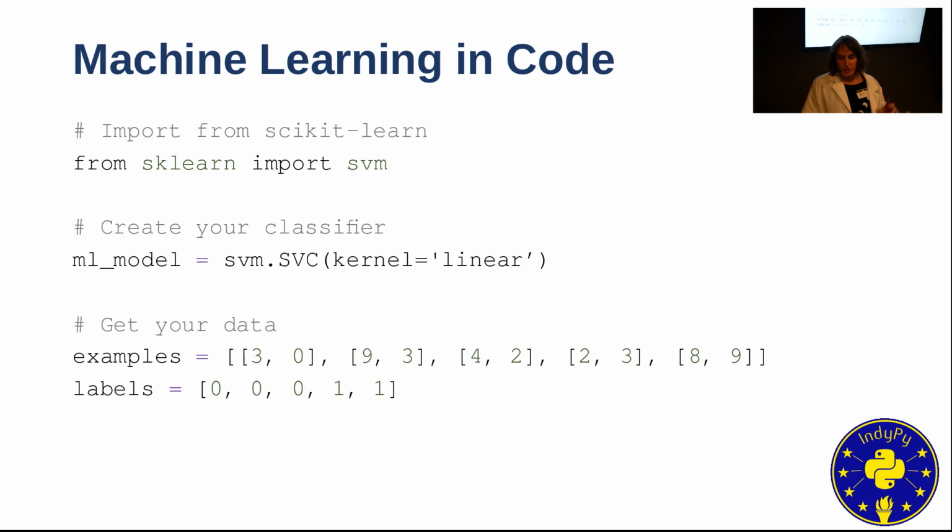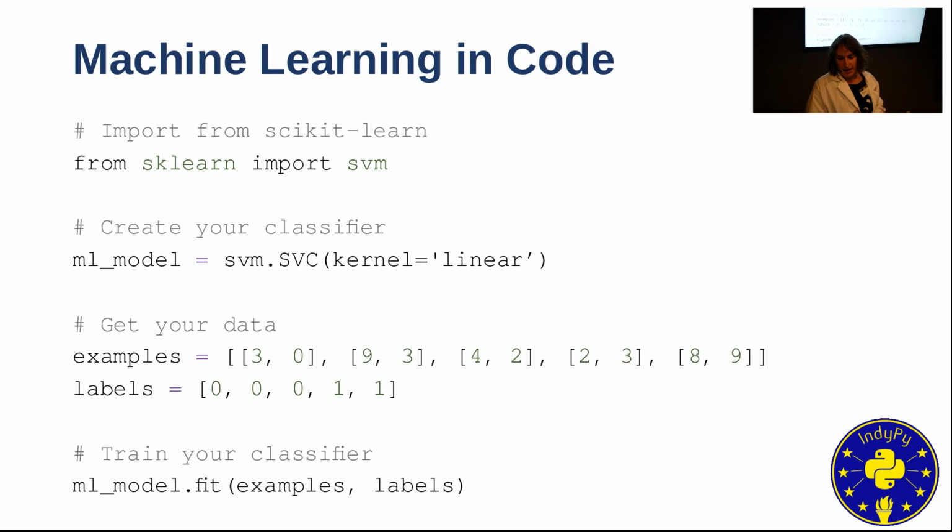You also have to get your data. You would usually import it from a large CSV, not just hard-coded into your code. But here, I'm just showing that you have examples. So I have 5 pairs of numbers, and then you also need labels. So does this pair of numbers belong to group 0 or group 1? And data is most of what I'm going to talk about today.